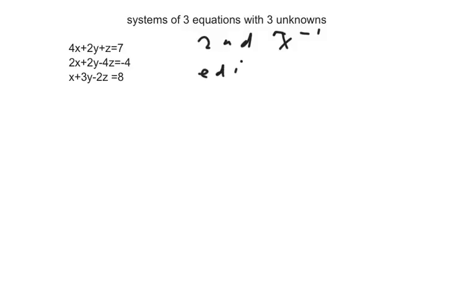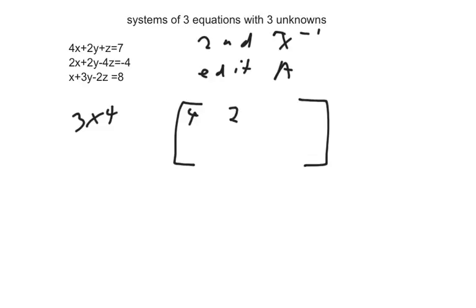Move over to the right 2, and we're going to edit A in order to have the coefficients and the answers. So that means that we need a 3 by 4 matrix. So I'm going to do 4, 2, 1, 7 for the first row, 2, 2, -4, -4 for the second row, and 1, 3, -2, -8 for the last row. So plug that into your calculator.